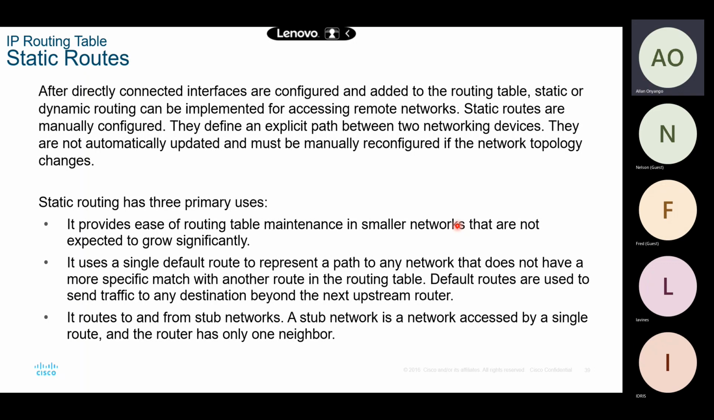We'll talk about, of course, what a stub network is, and routing from and to a stub network. A stub network, by the way, is just a router with only one exit to the internet. Okay, it doesn't have any other connection.